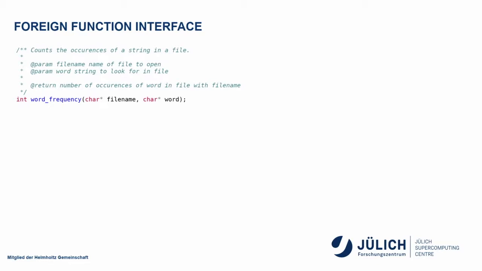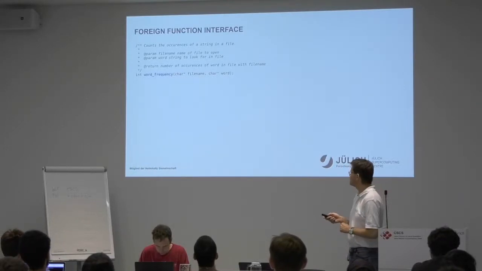So let's say we have a C function called, in this case, word frequency. That will be our example. Word frequency takes a file name and a word that we're looking for, and basically counts the words in the file. And it has been optimized. It is fast, and we want to use it.